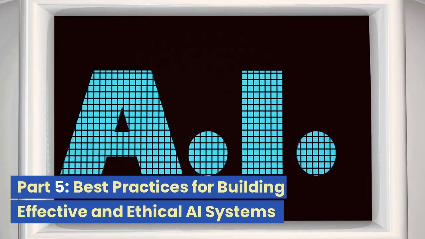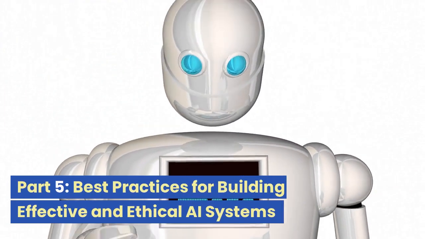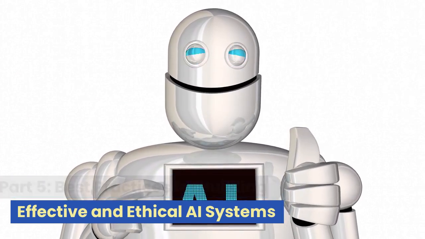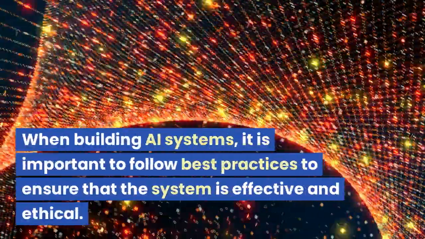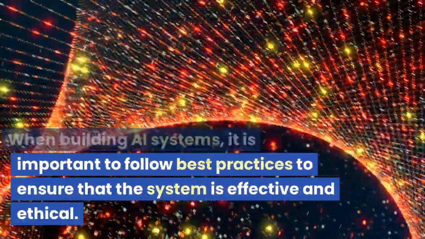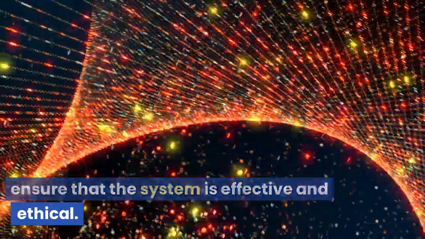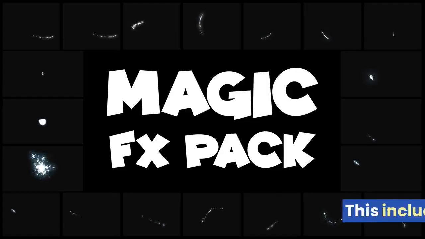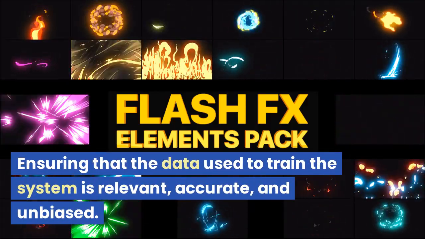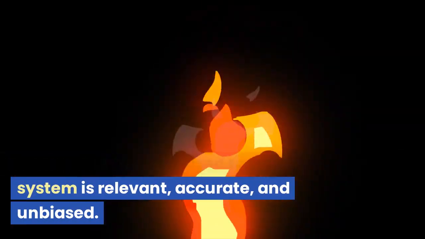Part 5. Best practices for building effective and ethical AI systems. When building AI systems, it is important to follow best practices to ensure that the system is effective and ethical. This includes ensuring that the data used to train the system is relevant, accurate, and unbiased.